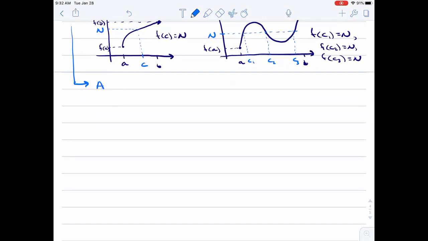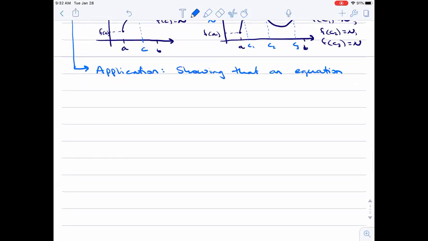And so that's how we're going to use it. The application here is showing that an equation has at least one solution.